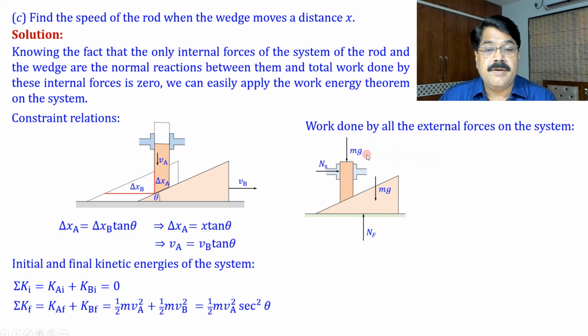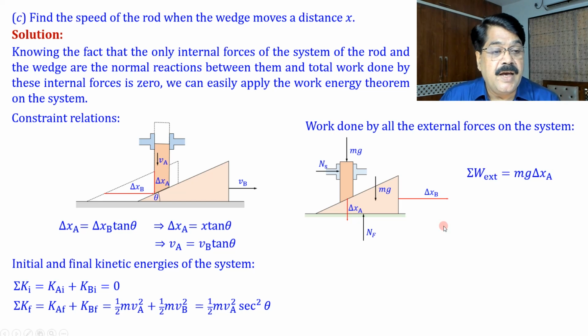So what is work done? Mg into delta xa. That is work done by all the external forces. And we know that delta xa is equal to delta xb tan theta or x tan theta. So what is total work done by all the external forces? Mg into x tan theta. So summation W external is mg delta xa, or summation W external is equal to mg x tan theta.